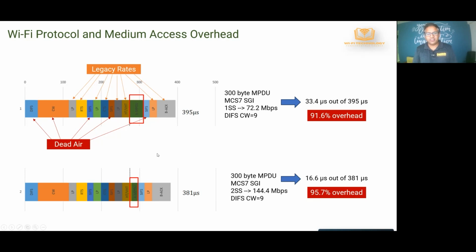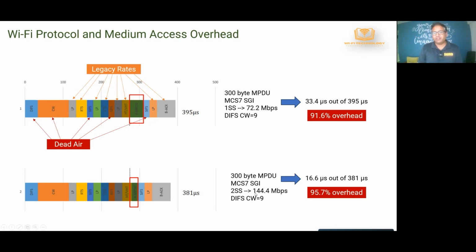Interestingly, if you look at this other example at the bottom, let us say now you're doing 2 spatial streams instead of 1 spatial stream. Same frame, MCS 7, short guard interval, you're doing 2 spatial streams. That means you're doing MIMO, 2 by 2 MIMO. Right? Now you have doubled your physical layer data rate. Now you can transmit at 144.4 Mbps physical layer data rate. This is what it says on the AP, on the box. Right? But what has happened here?